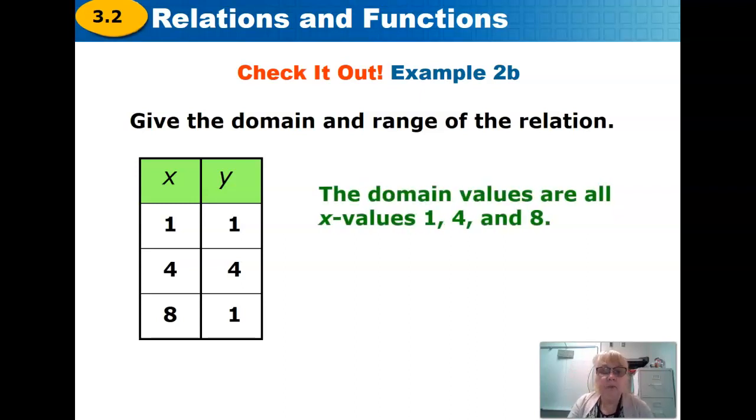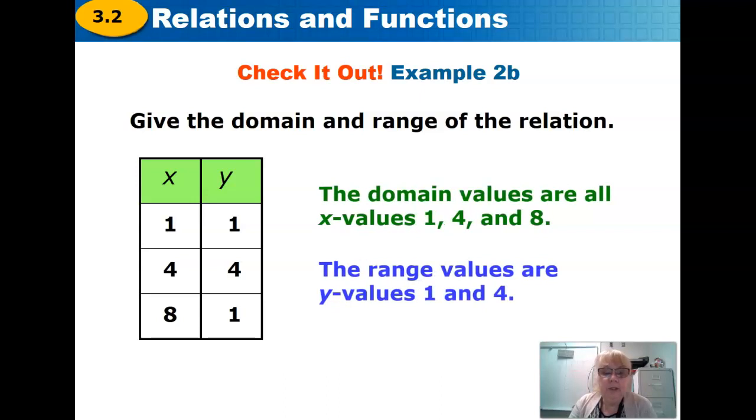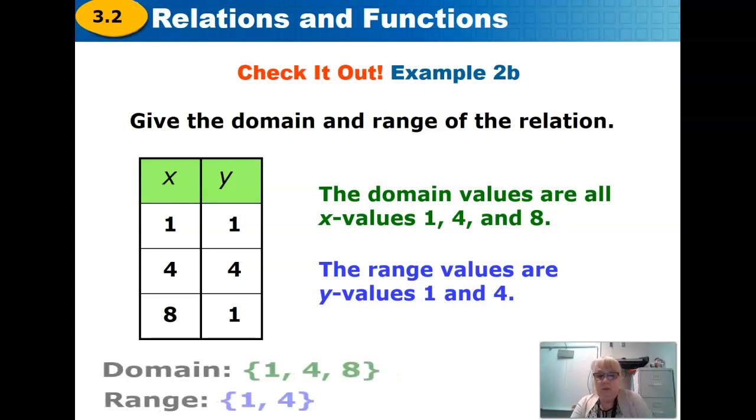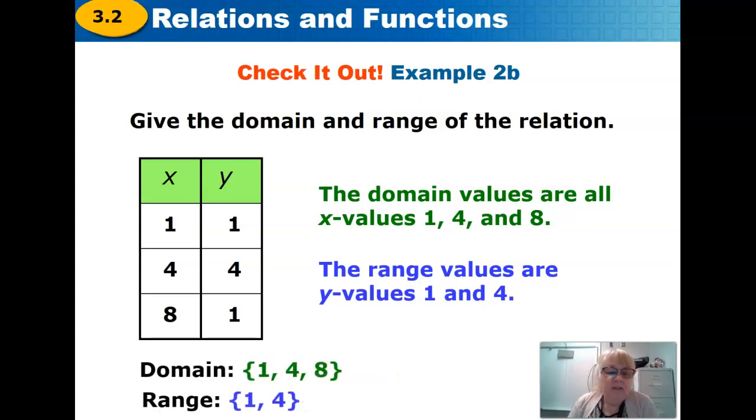So the domain was 1, 4, and 8, and the range values are 1 and 4. It's not 1, 1, and 4 because 1 is still 1. So here is what it should look like. And you can just write a D and an R instead of writing domain and range.